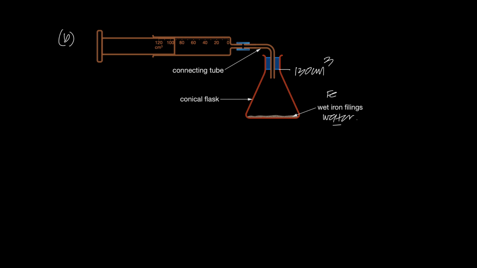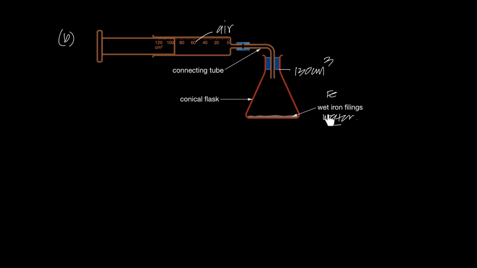So if I show you how the entire thing will work: this is wet iron filings. You're going to record the initial reading on the gas syringe. That was just a fun fact, but what I'm actually going to do is record the volume of gas inside the gas syringe, which is obviously my air. I will leave this apparatus for about a week, and what you're going to notice is that this plunger is going to move inwards on its own.